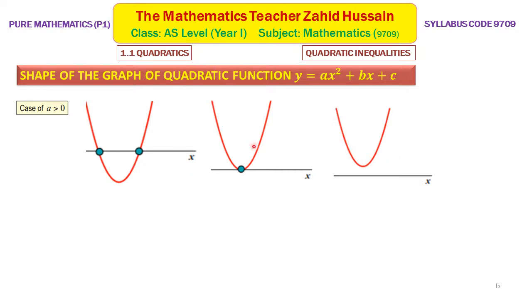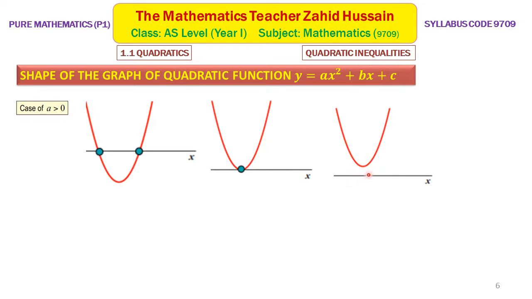So these are the 3 shapes of the parabola. If a is positive, graph may cut at 2 points, it may cut at only 1 point, or it may not cut at any point.